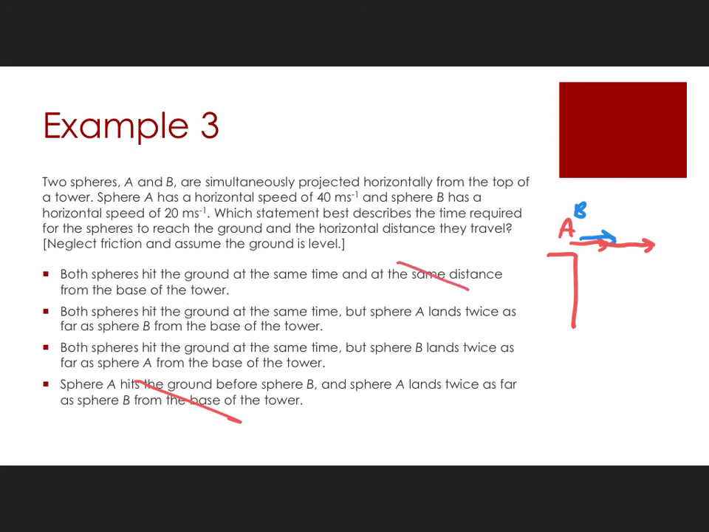Let's look at our other two examples. Both spheres hit the ground at the same time, but A lands twice as far as B. Well, it is going twice as fast, moving at a constant velocity. What does the other one say? B lands twice as far. Well, definitely not, because it's not moving as fast in that direction. So here is our answer.